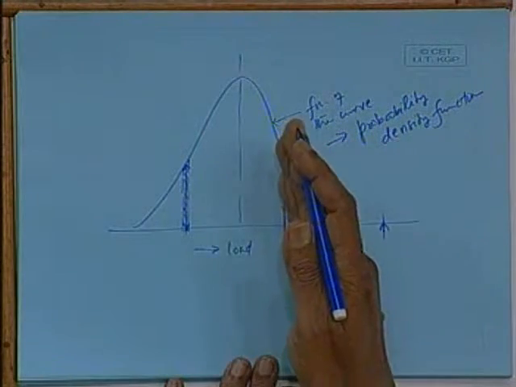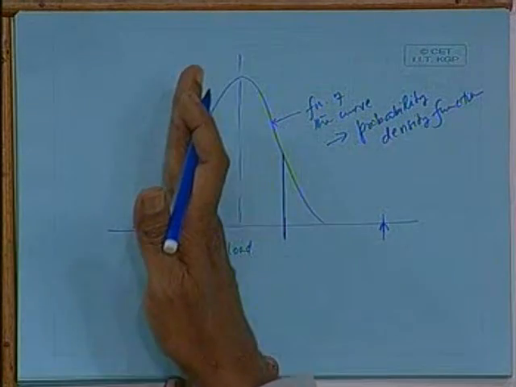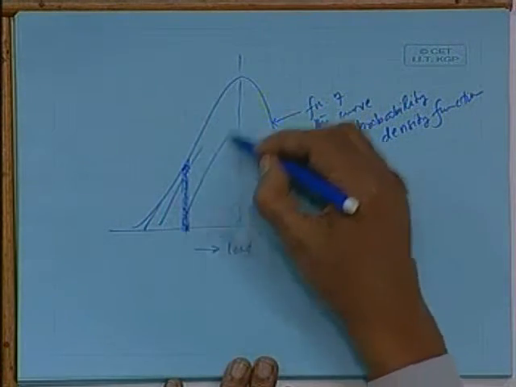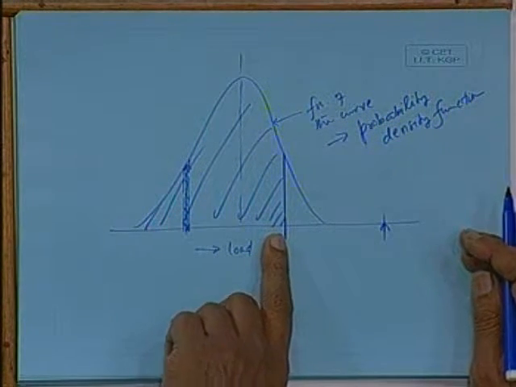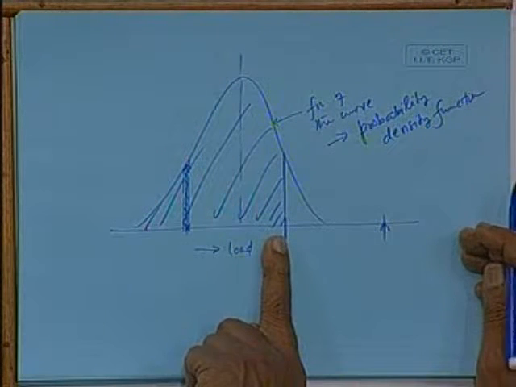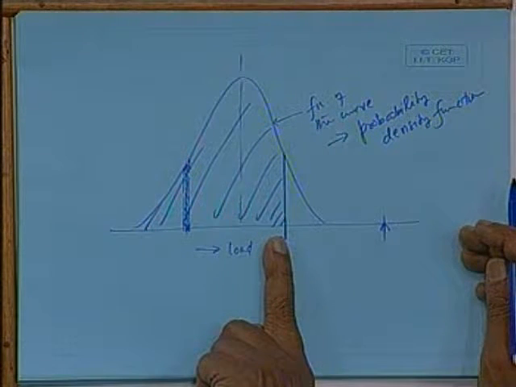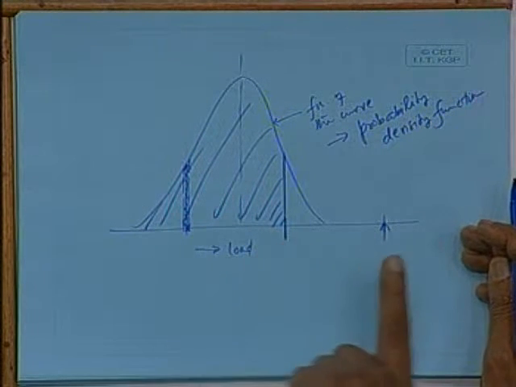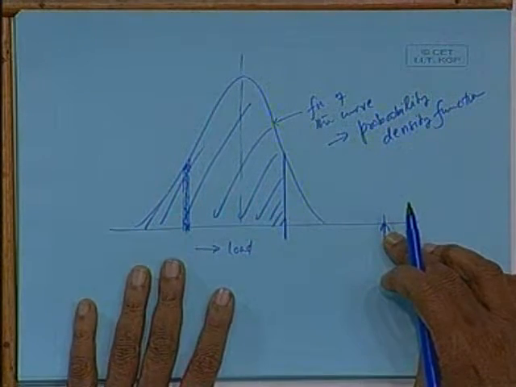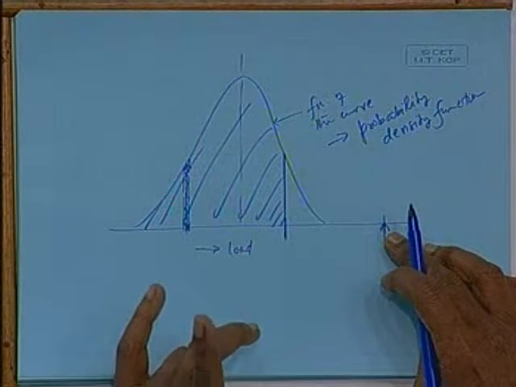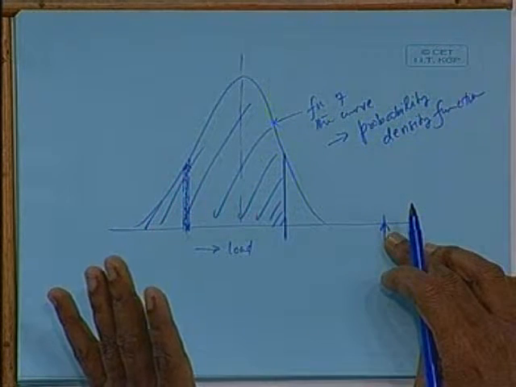Am I clear? Now, what about the probability of a load occurring less than this value? Less than this value means all these together, that means this area. The area of this curve will give me the probability of a load anywhere less than this value. Is that clear? Therefore, when I take this, it will be the entire area, that is 1. You get it?